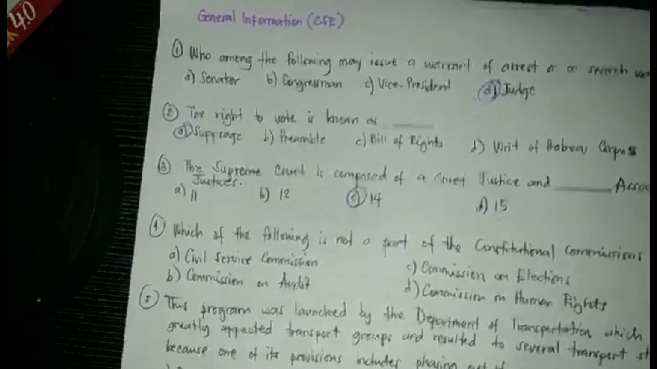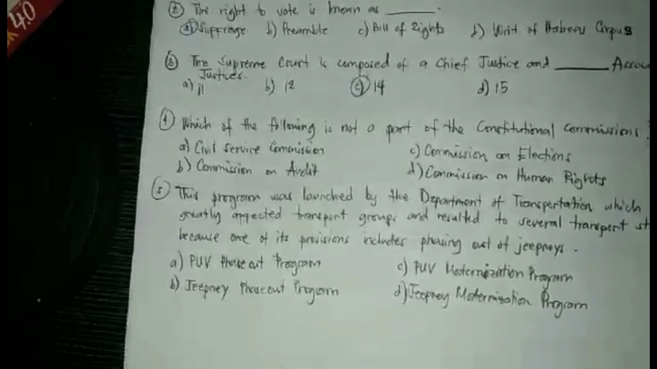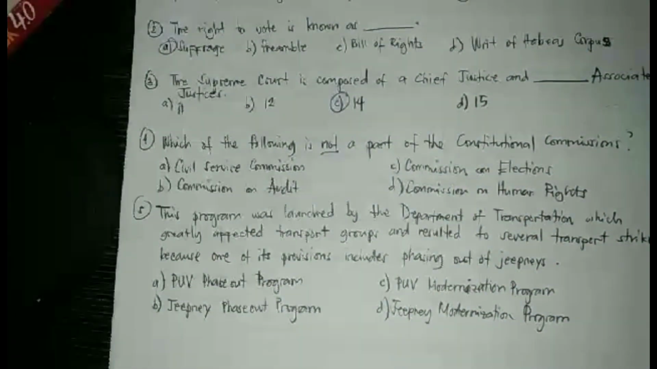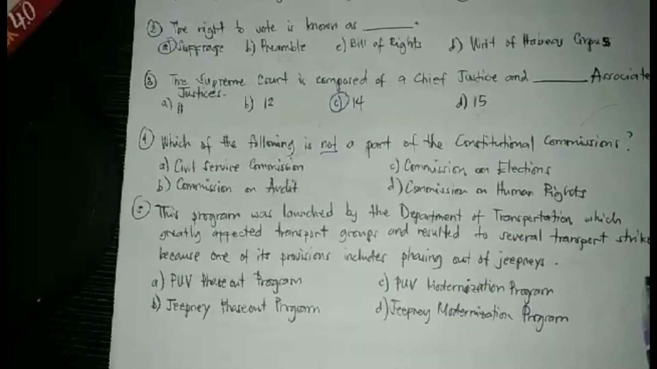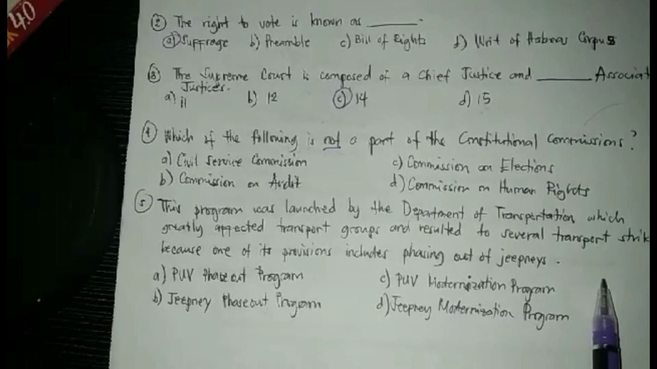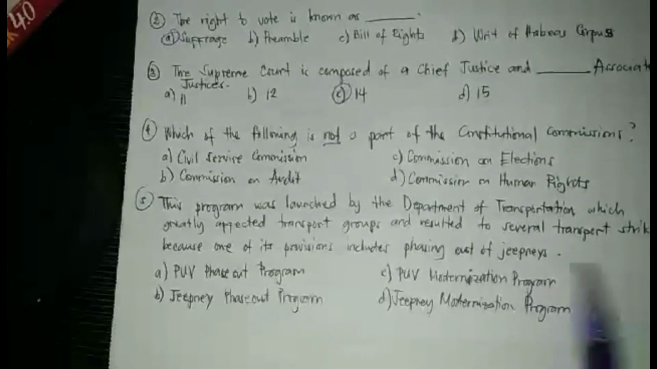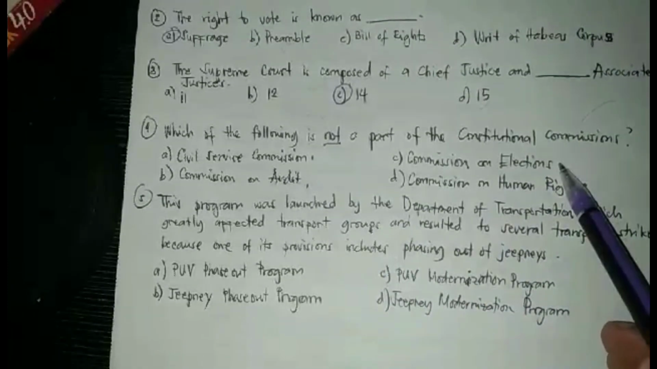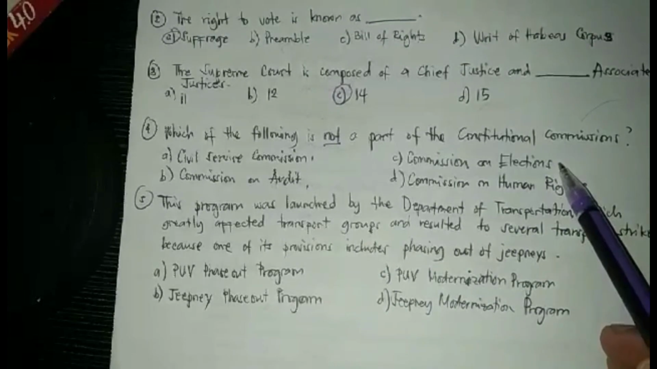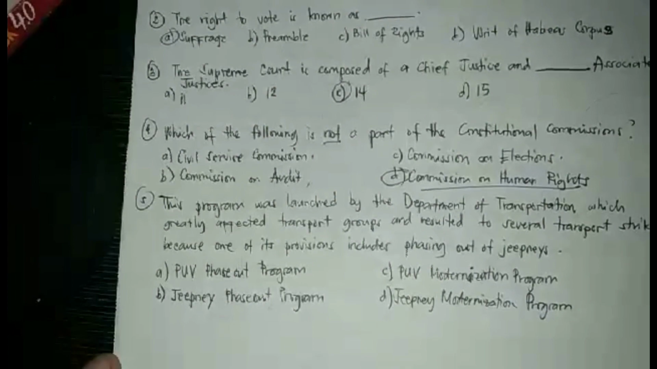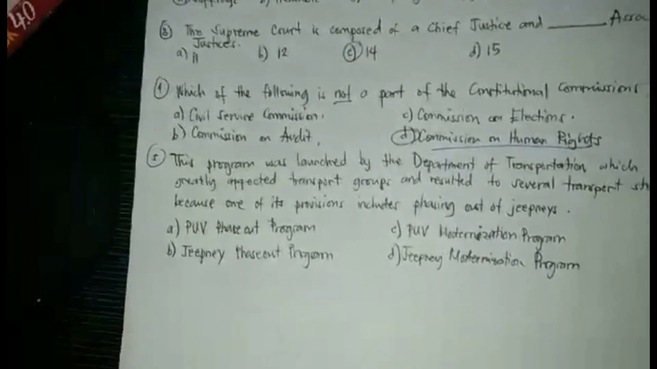Next, number 4. Which of the following is not a part, yung word na not, a part of constitutional commissions? Yung 3 constitutional commissions po under the Constitution, yung Civil Service Commission, Commission on Audit, Commission on Elections. So yung wala po dyan yung letter D, Commission on Human Rights. Wala po yan.